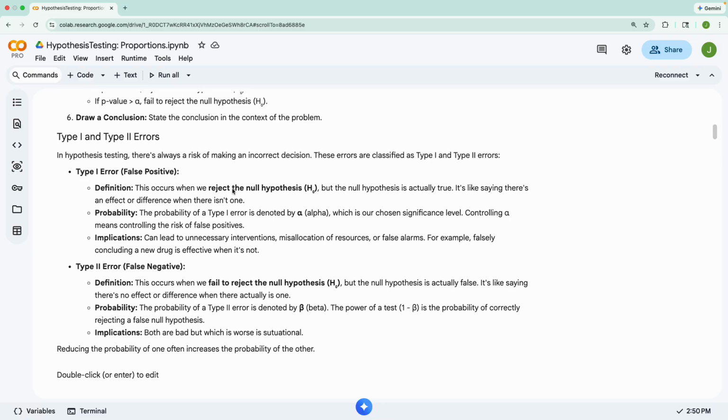Now, when we make these decisions, we can make mistakes. A type 1 error, called a false positive, is to reject the null hypothesis when the null hypothesis is actually true. That's saying that there is a difference or an effect when in fact there isn't.